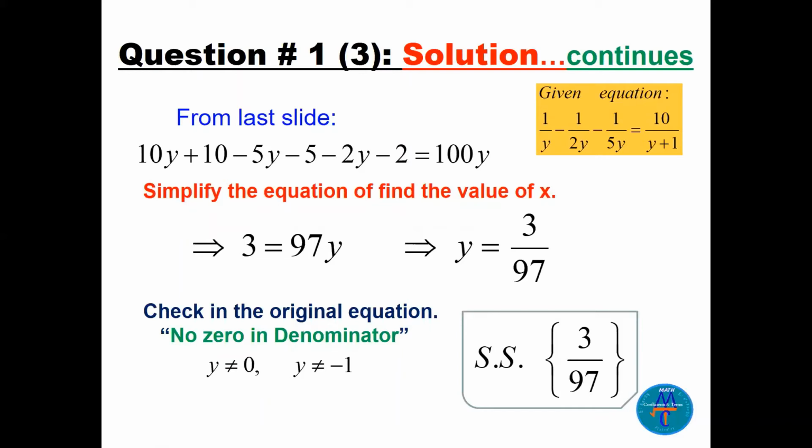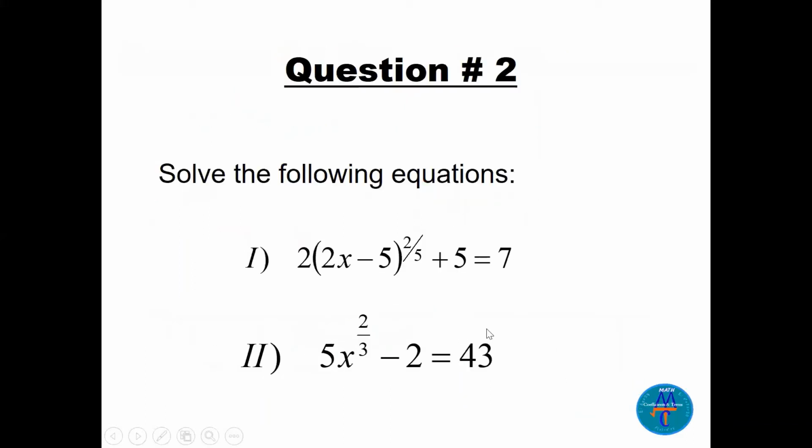3 over 97, but remember, 3 over 97 is not 0, is not minus 1. So no 0 in the denominator, so we accept that answer, 3 over 97, because the only numbers we do not accept are y equals 0 and y equals minus 1. So nice question. Now let's see some power equations here.